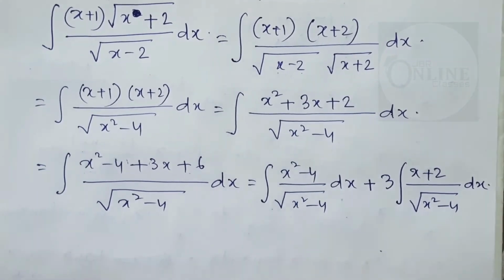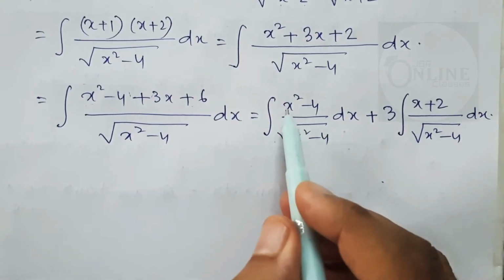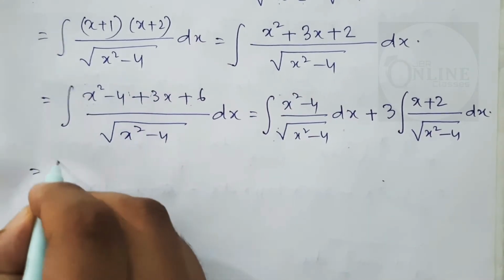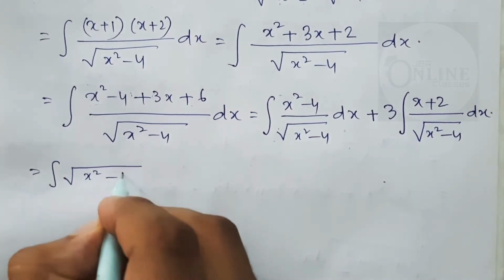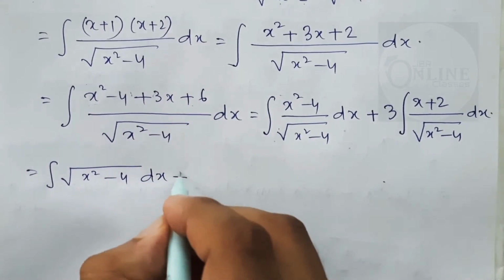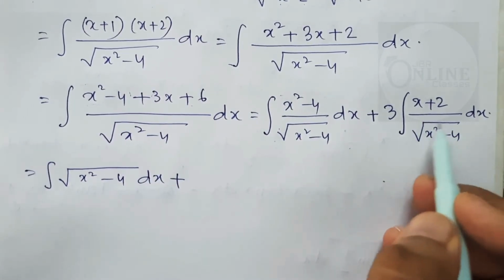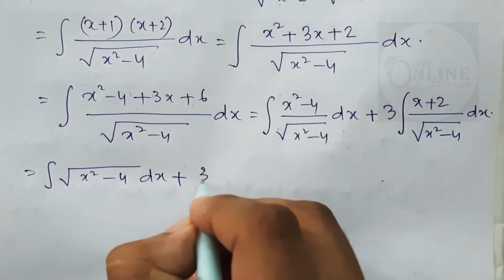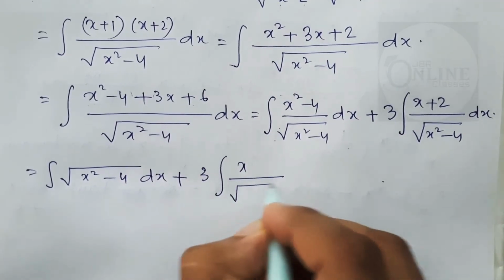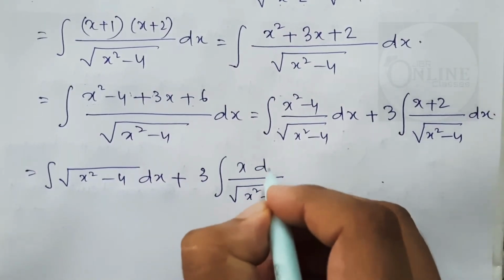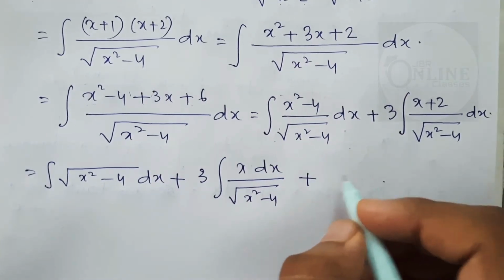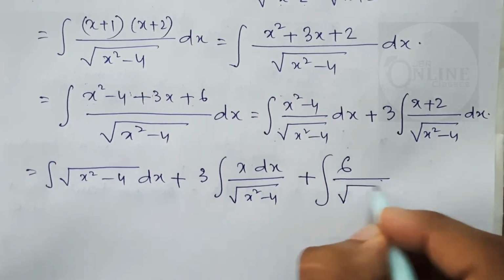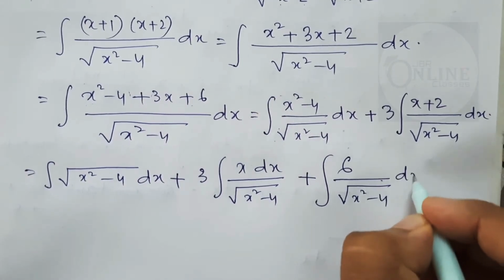Now the first term is going to be root x square minus 4, isn't it? So integration of root x square minus 4 dx, and then I am distributing the denominator into each of these terms in the second part, x by this plus 2 by this. So 3 into integration of x by root over x square minus 4 dx is there, and this is going to be 3 into 2, so 6 times integration of dx by root over x square minus 4.